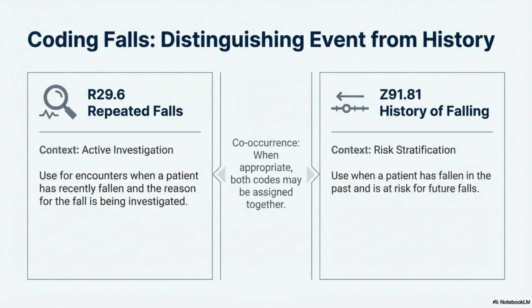Falls are a great example of how context matters. If the patient has recently fallen and the provider is evaluating the cause, we use R29.6, repeated falls. This tells us the fall is an active issue. But if the patient simply has a history of falling and is at risk for future falls, we use Z91.81. That's more about risk stratification than current symptoms. And yes, in some cases, both codes can be used together if the documentation supports it.